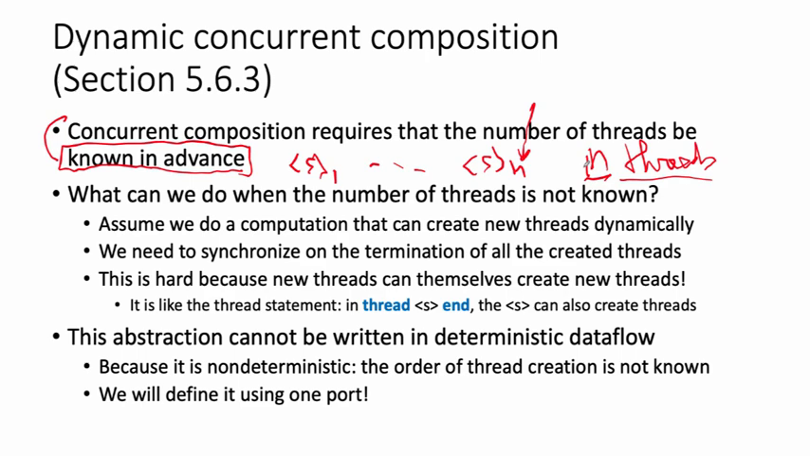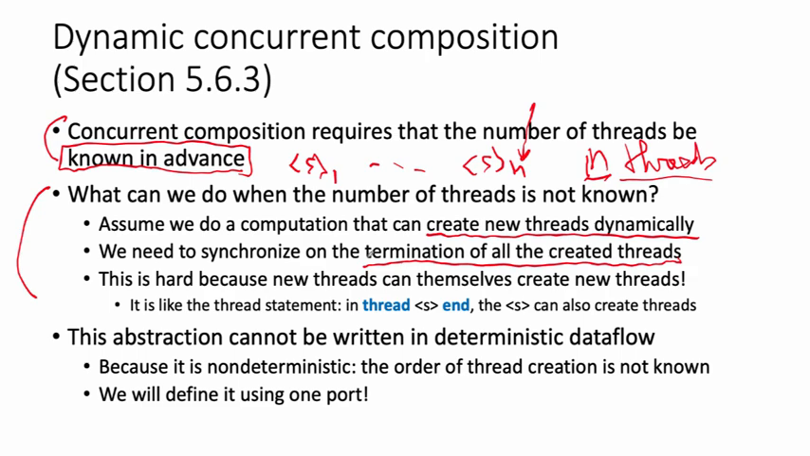So let's go farther now. Assume now the number of threads is not known, that during the execution we can create more threads. Assume we have a computation that can create new threads dynamically. That means we can create a thread, and inside that thread we can create another thread, and maybe more recursively. So the number of threads, we do not know in advance. And we want to synchronize on the termination of all these created threads. You see what we're doing here. It's much more dynamic than concurrent composition.